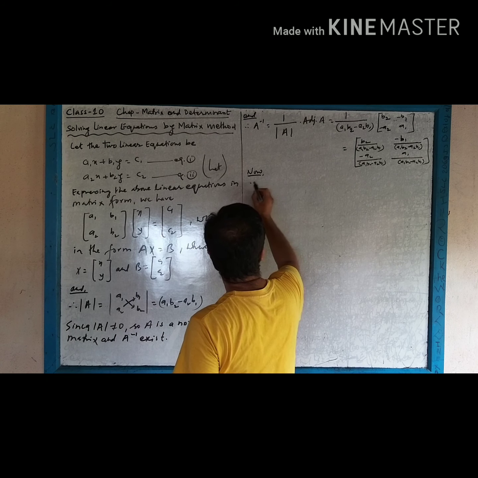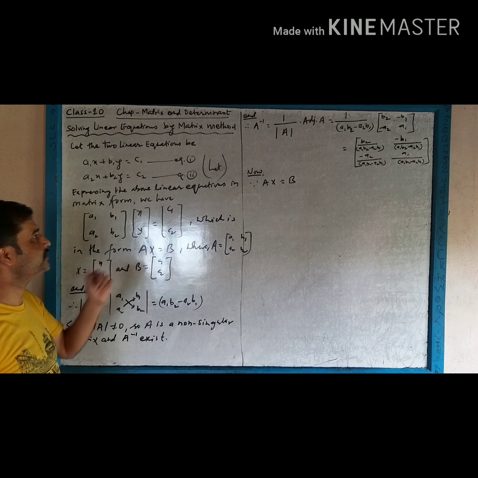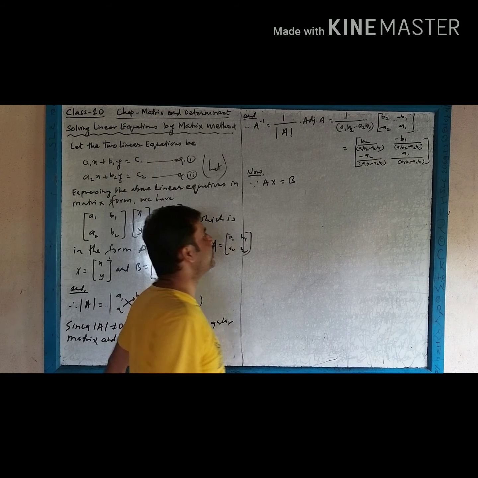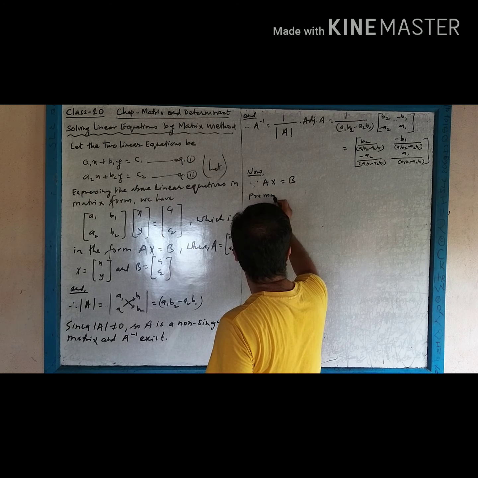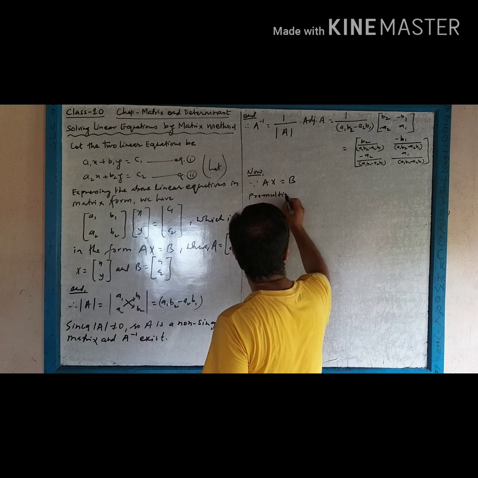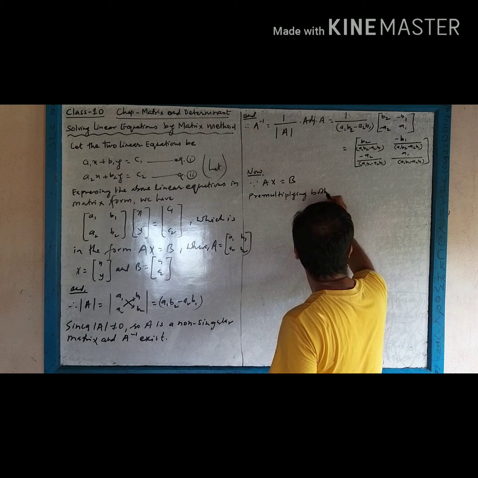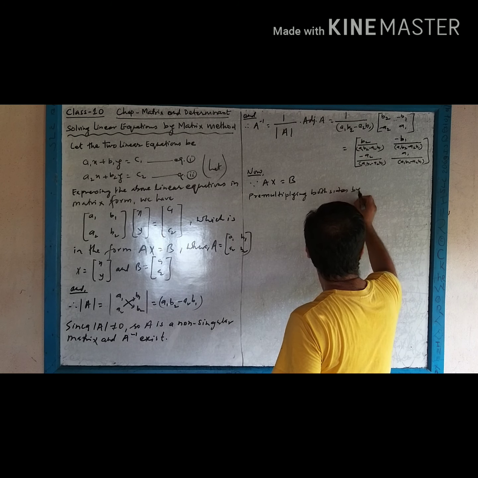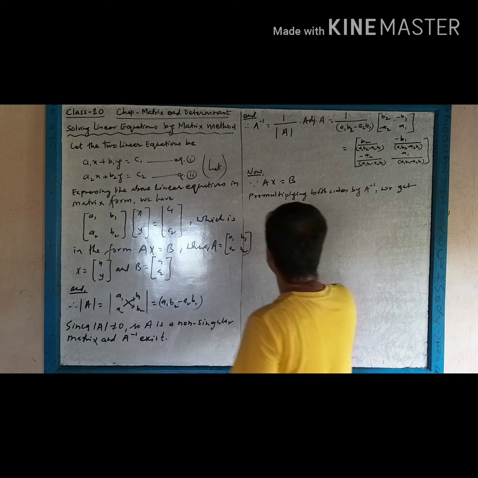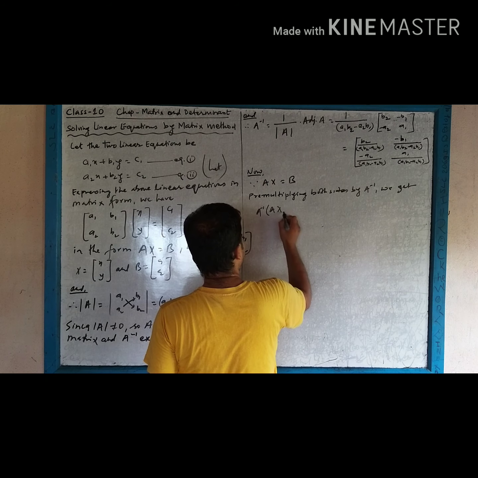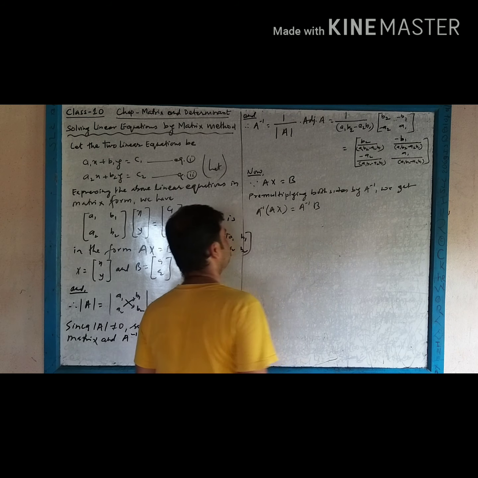Now, since we know that AX equals B, let's pre-multiply both sides by A inverse. Multiplying both sides by A inverse, we get A inverse AX will be equal to A inverse B.